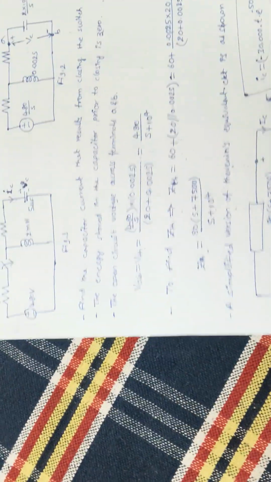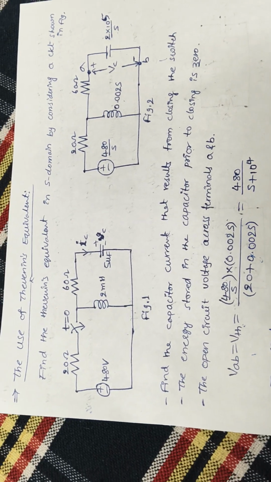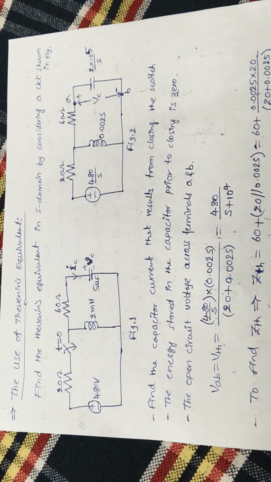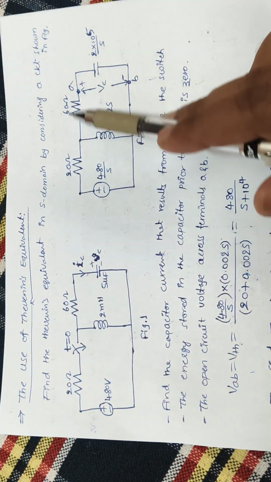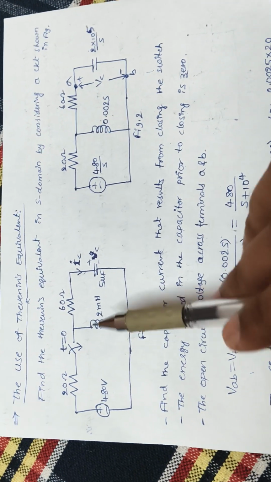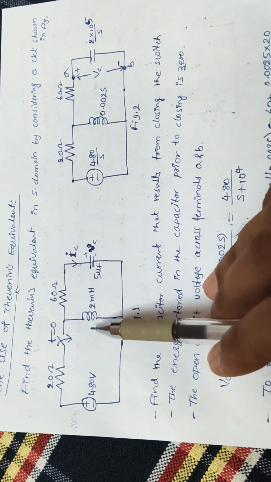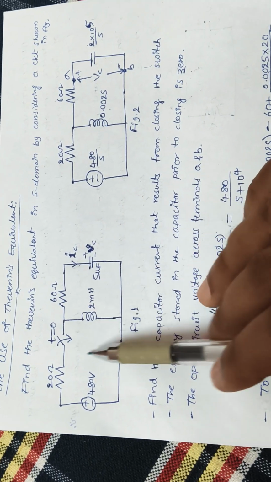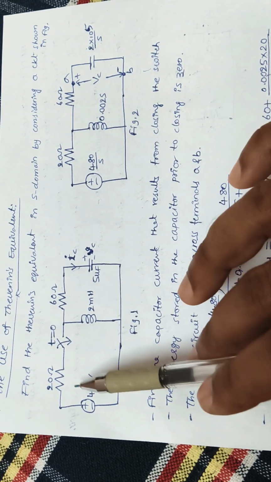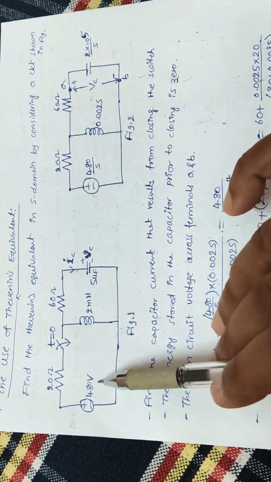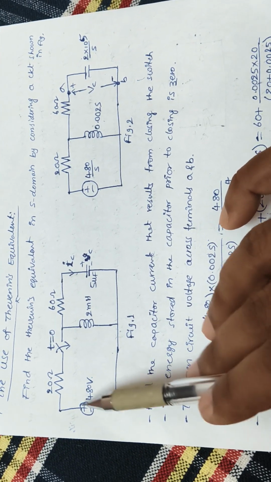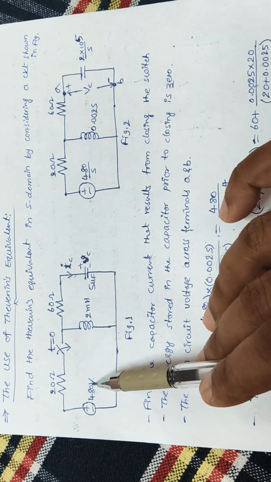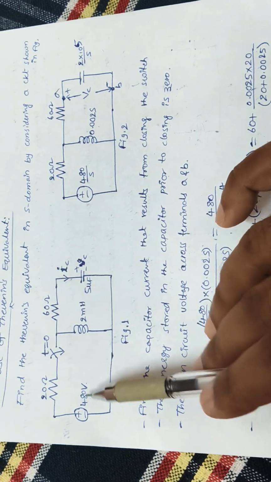In a similar way, if you see another problem, like the use of Thevenin's equivalent circuit: find the Thevenin's equivalent in S domain by considering the circuit shown in the figure. First, I have to convert the circuit into the S domain circuit. Here the voltage is constant, like a step, a step of 480. If you apply the Laplace transform to the step K, it is K by S, right?